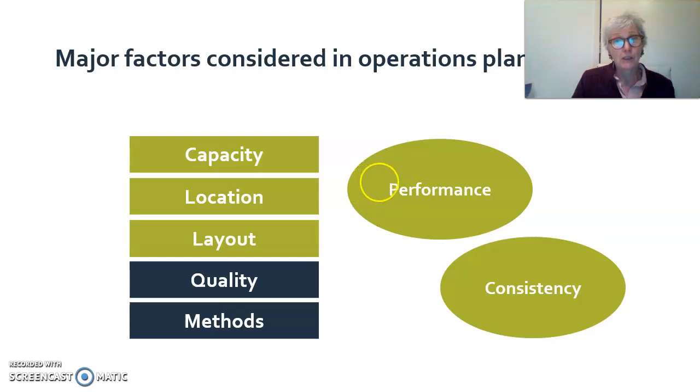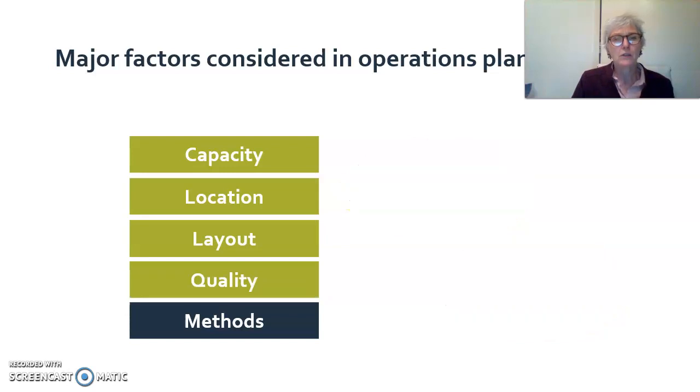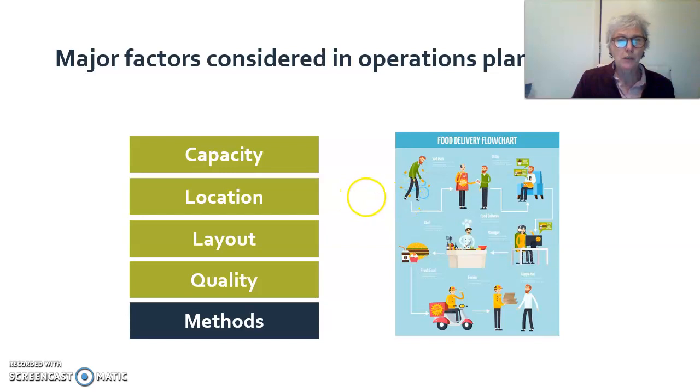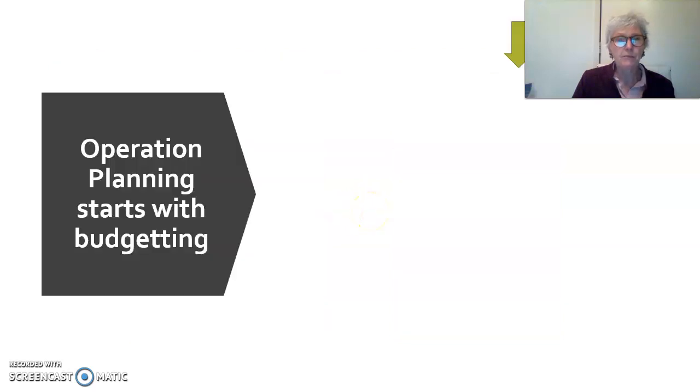A lot of companies want to have a standard product or a standard service, so that's important for them. Finally, methods. We use flow charts in order to decide upon the steps customers are going to make in order to get their product.